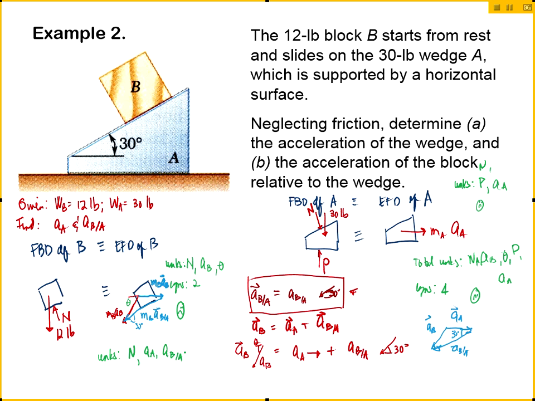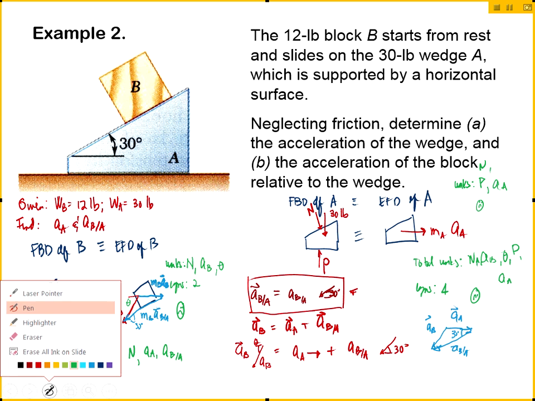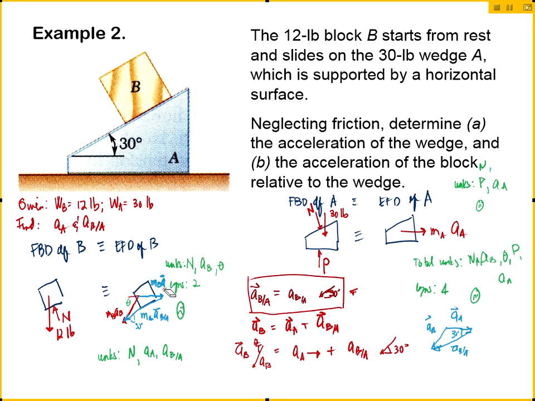Remember, I am not looking at the red anymore. I'm looking at the sum of the two blue ones, and the two unknowns are unknown magnitude of A, right? This should be A, right? Does that look like A? No, it doesn't look like A. It has to be A sub A, yes?